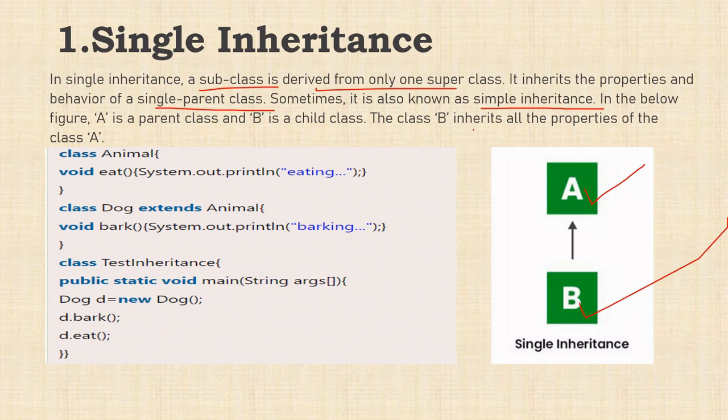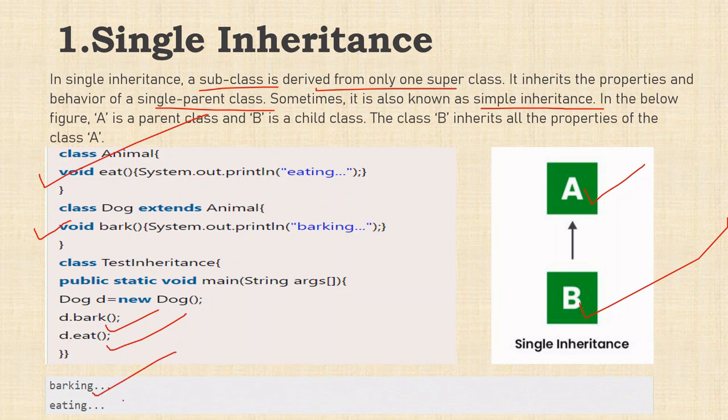So how can you achieve single inheritance in Java? Like this we can do. We have class animal, and there is one method in animal class which is eat. This will be the parent class and dog will be the child class. Dog extends animal and there is a method inside dog which is bark. We can call d dot bark and d dot eat. Like this we can achieve single inheritance in Java. Our output will be barking and eating, like this.